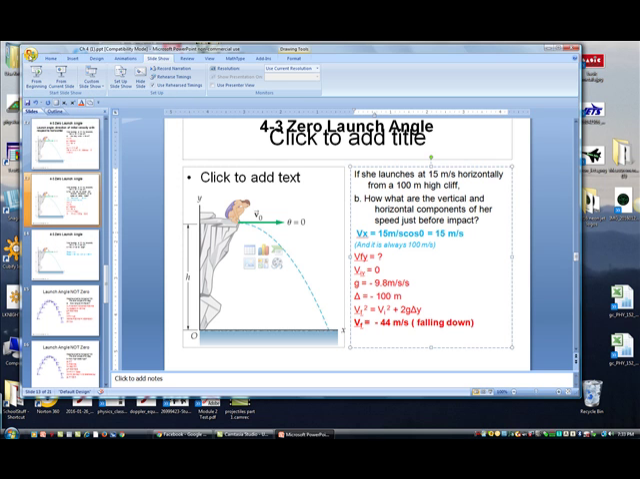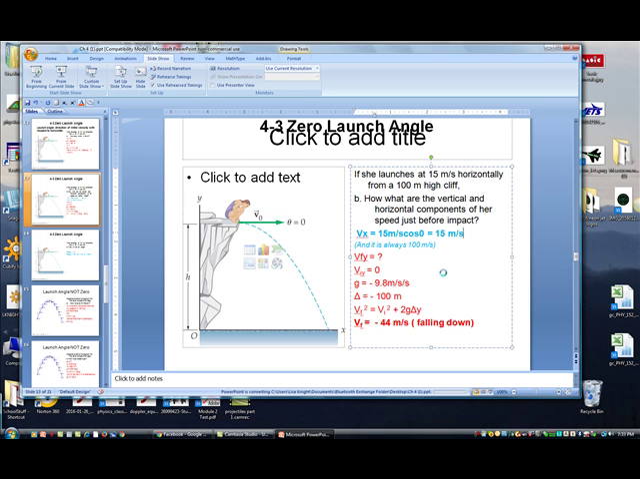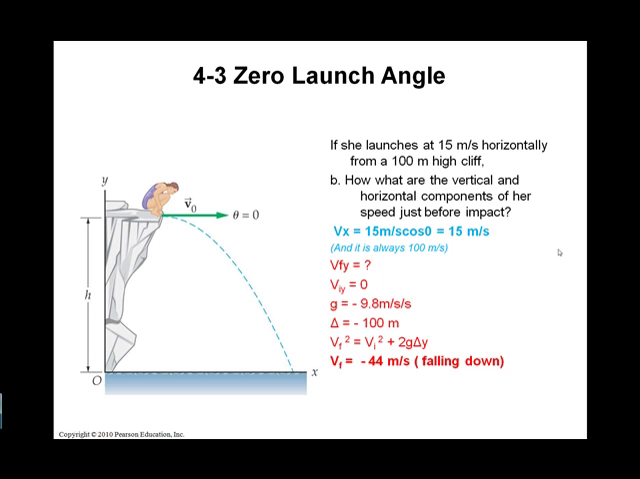Her Vy is going to be 0 to start with, but what is it going to be after she falls 100 meters? So that's what we want to do. We want to figure out what Vy is right before she lands, after she's fallen 100 meters. So to do that, we're going to look for Vfy, but we know that we started out with no initial Viy, 0. Gravity is always negative 9.8 meters per second squared, and delta y is negative 100 meters.